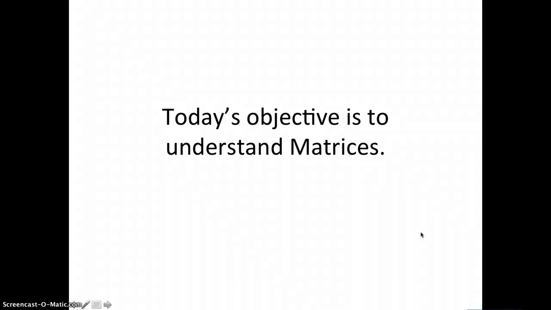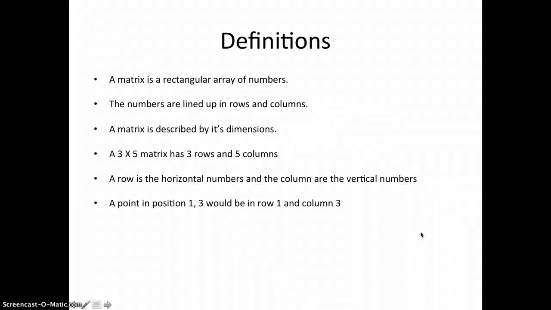Today's objective is to understand matrices. A matrix is a rectangular array of numbers. It is a way for us to organize data, and this data is numbers that are lined up in rows and columns. A matrix is described by its dimensions. A 3 by 5 matrix, for instance, would have 3 rows and 5 columns.